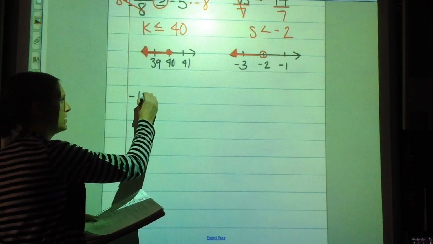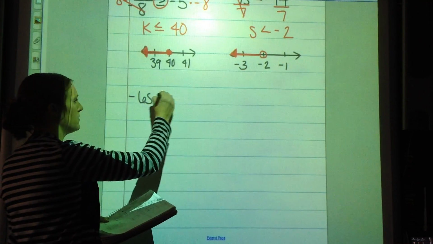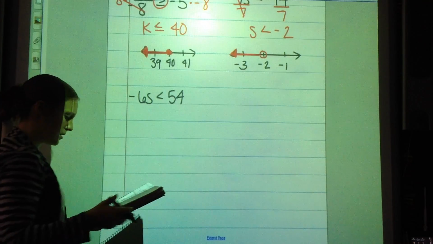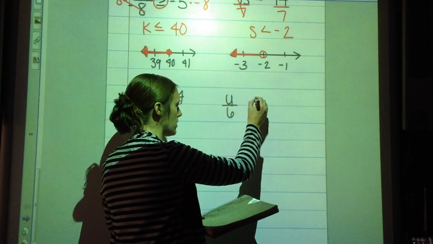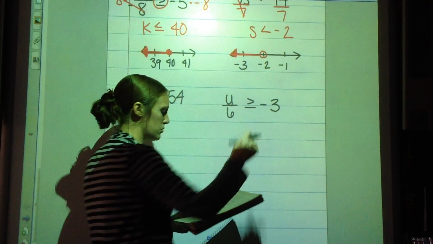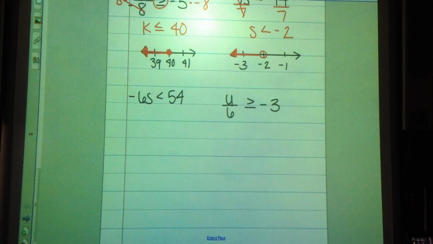-6s is less than 54, and also try u/6 is greater than or equal to -3. Push pause and try that now.